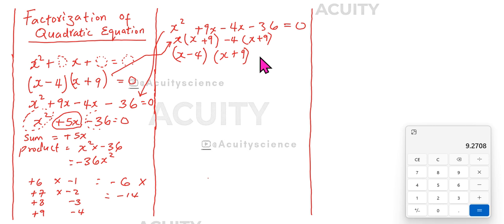Alright? And one of the uses of factorization is you can use it to find the possible values of the unknown. So we can now equate each of these brackets to 0. We can say x minus 4 equals 0, so x is 4. Then we can say x plus 9 equals 0, so x is minus 9. These are the two possible values of x that you can put here. You can put here and actually get 0.